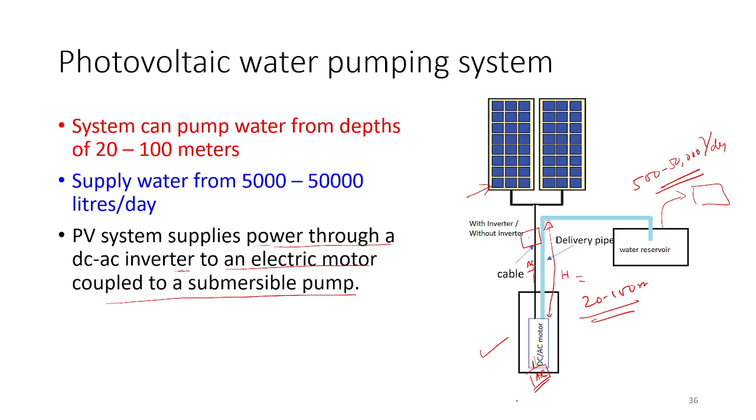Now this is another example of a standalone PV system, where the generated electricity is directly utilized to pump water. We have a submersible pump, and we can couple the electric motor with a DC-AC inverter for the power generated from the PV array. That can drive water from depths of 20 to 100 meters and supply around 5000 to 50,000 liters per day. So this is another practical example of a standalone PV system.